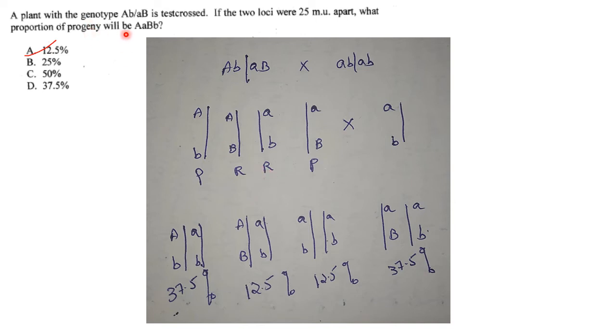Now they have asked for the proportion of the progeny which is capital A small a, capital B small b. So it will be 12.5%. This is the progeny. Okay, that will be 12.5%. So the answer is option A, that is 12.5%.